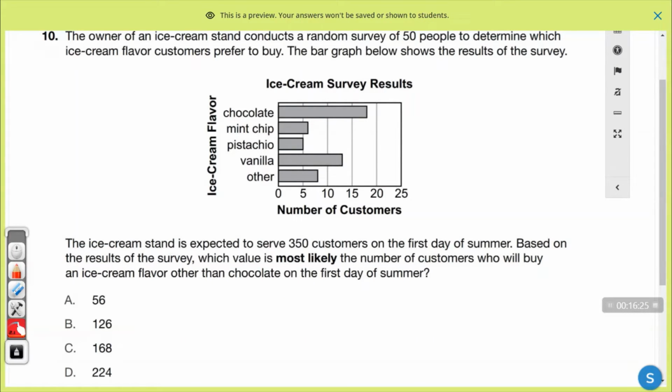One thing that we have to recognize here is that initially this is out of 50 people, and we want to now make it a prediction based on 350 people from this result. And we want to look at a flavor other than chocolate.